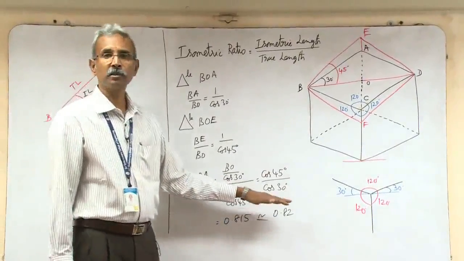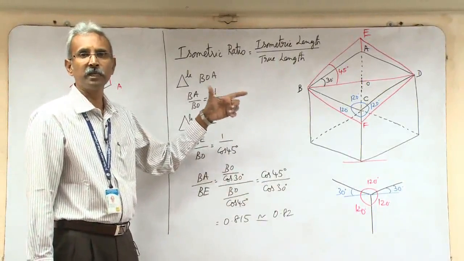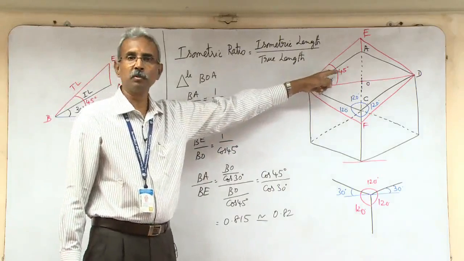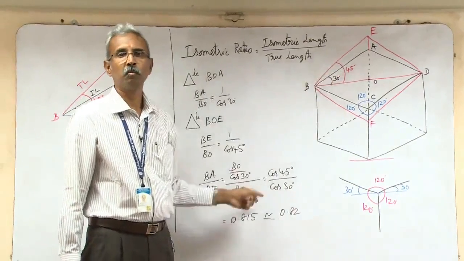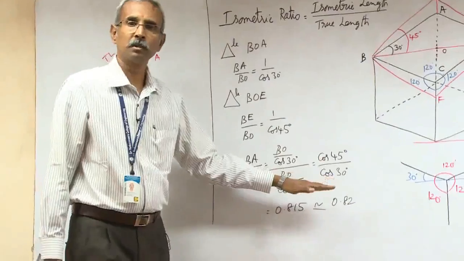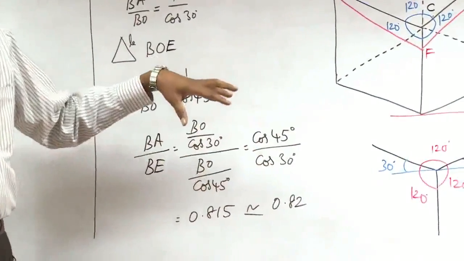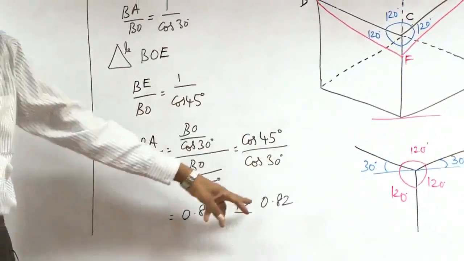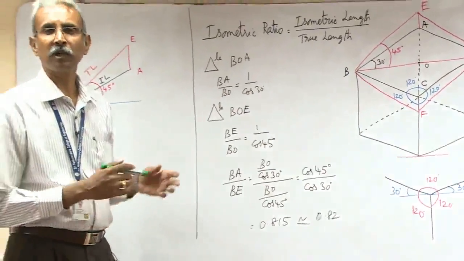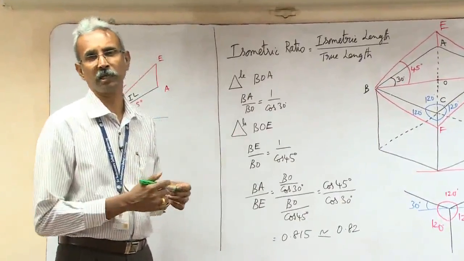So this means the isometric ratio is 0.82. Let's assume the length of the square is 1 unit, then the isometric length will be 0.82 units. So that is the ratio. Mathematically 0.82 is a number, and whenever you want to calculate the isometric length, you can always multiply by the factor of 0.82. But in engineering graphics, you are not supposed to calculate anything, rather you have to construct everything geometrically.